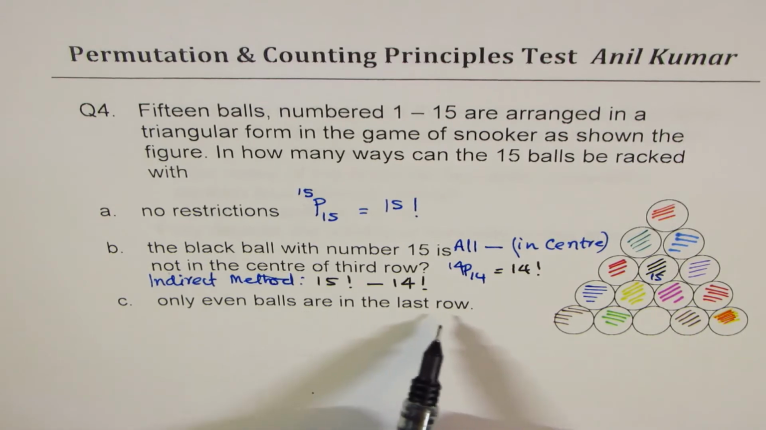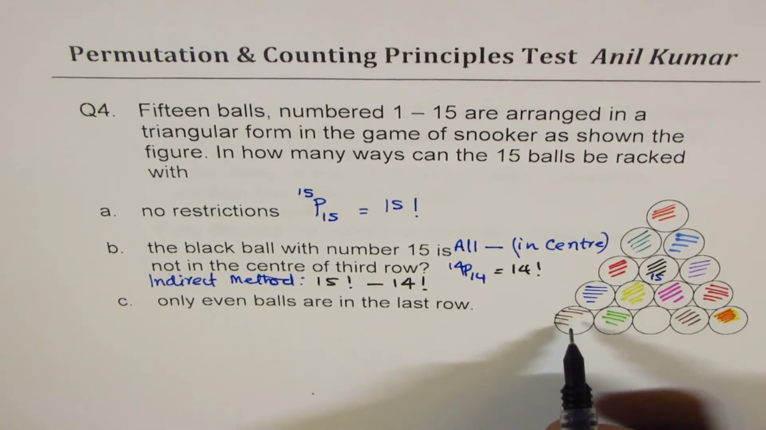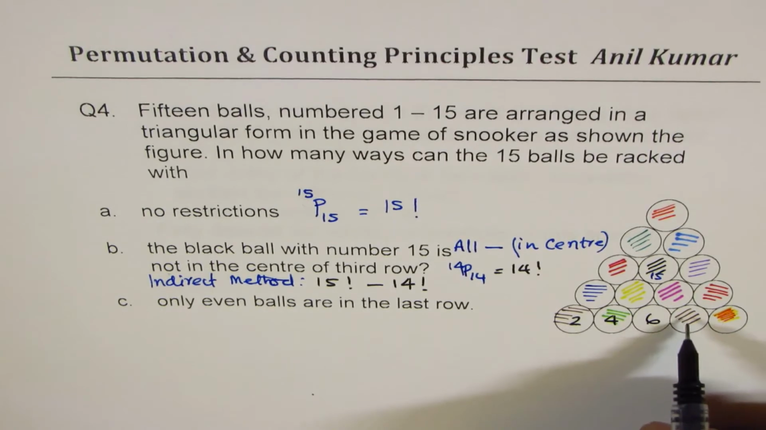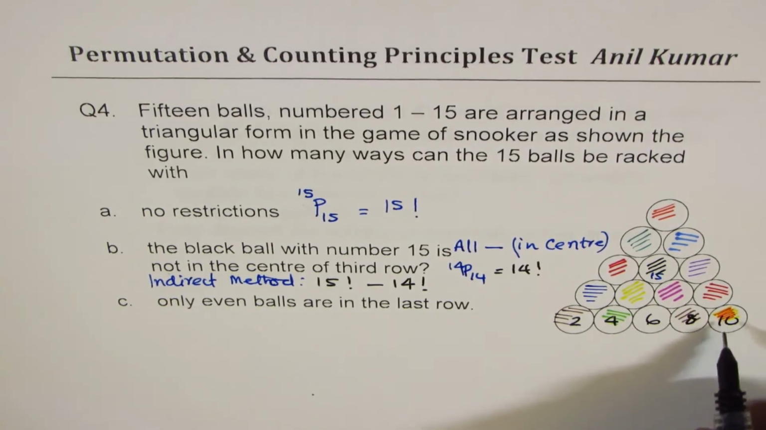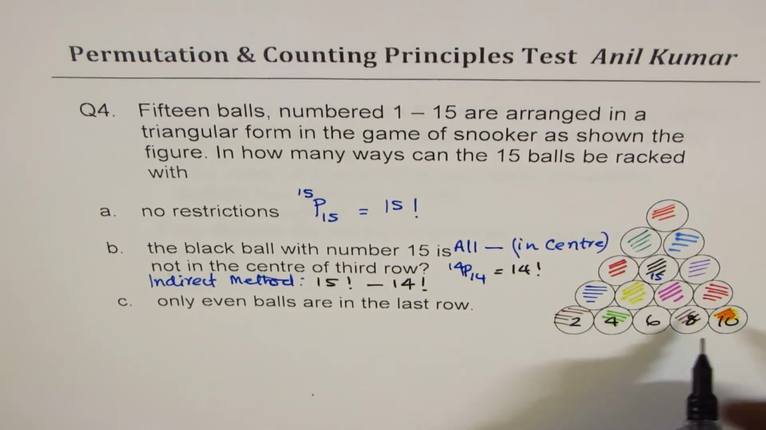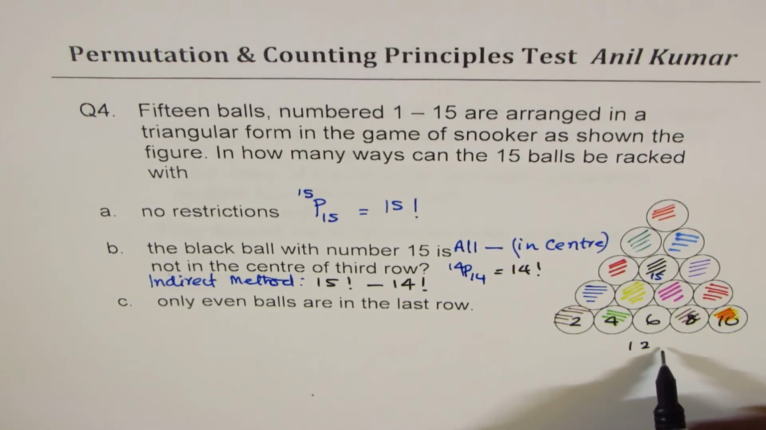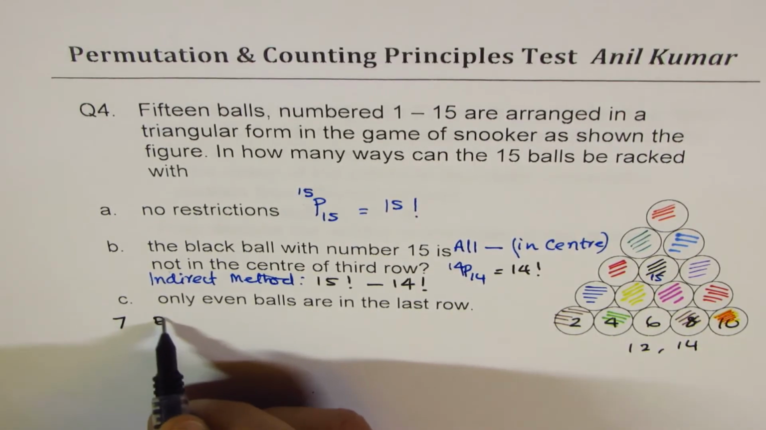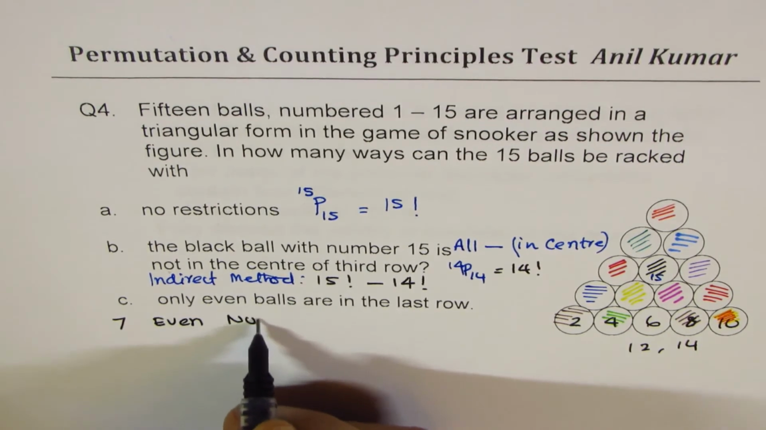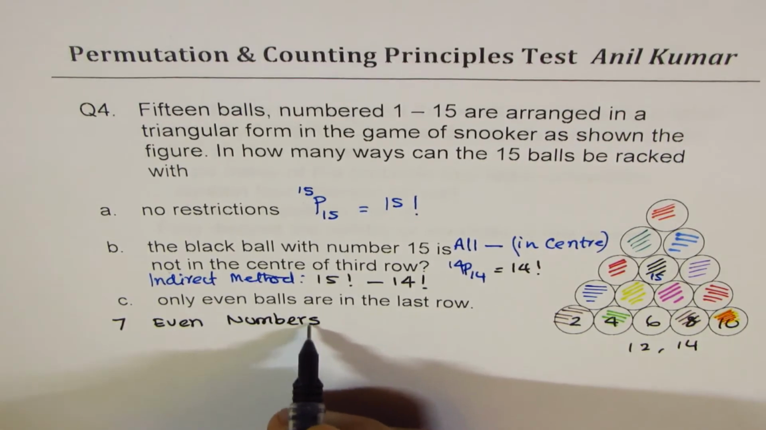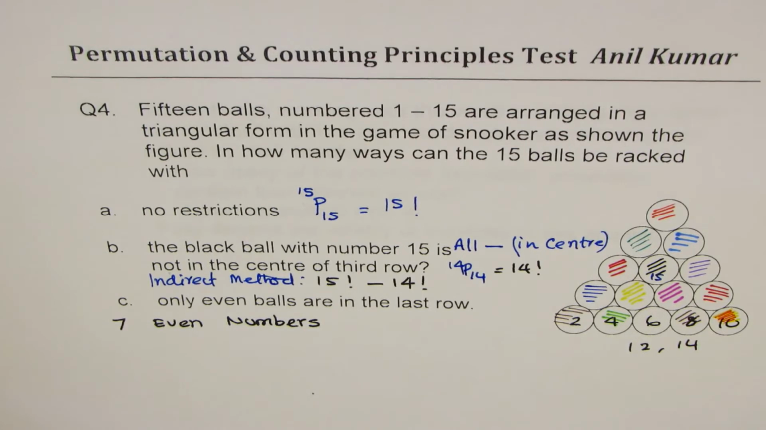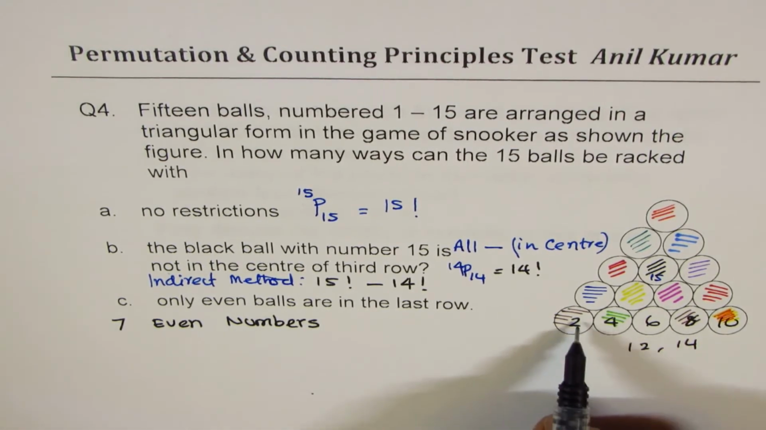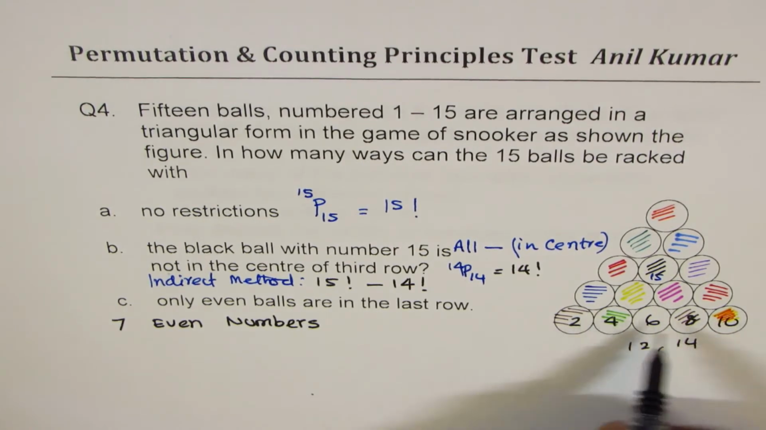Only even number balls in the last row. So we want numbers like 2, 4, 6, 8, maybe 10. There are other numbers also, like 12 and 14. So those are the even numbers. What do we have here? We have 7 even numbers. You get an idea, right? So we have 7 even numbers, and out of them 5 can be placed in the last row, correct?